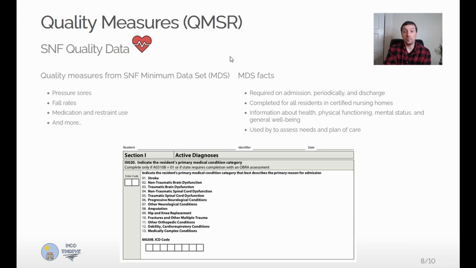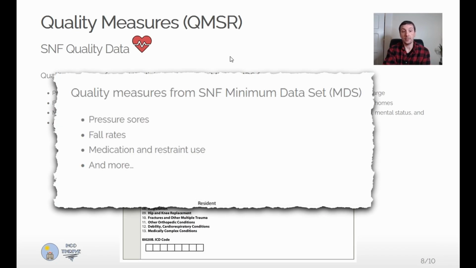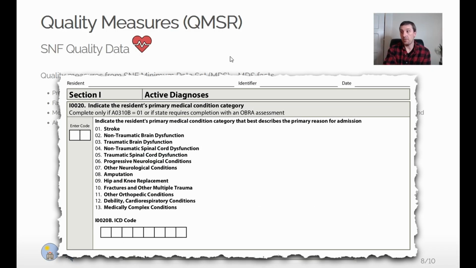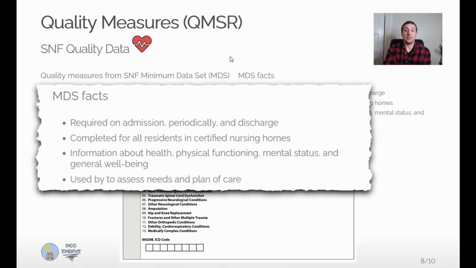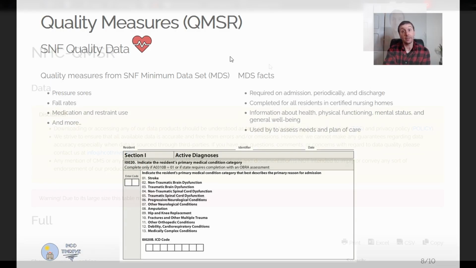The quality measures that come from the MDS assessments include things like pressure sores, fall rates, medication, restraint use, and more. Below, you can see an example of the MDS assessment. That's just one question. MDS, required on admission, periodically, and discharge. All residents must have it regardless if they're funded by Medicare or Medicaid. And again, information on health, physical functioning, mental status, their well-being. And basically it's used to assess needs and plan of care and to determine whether or not treatment was effective.